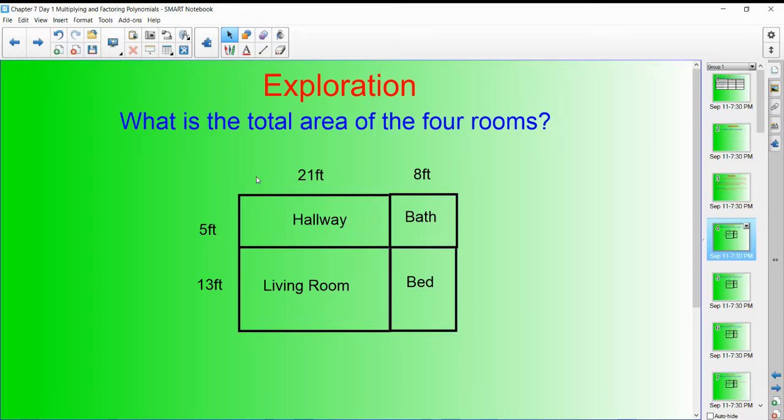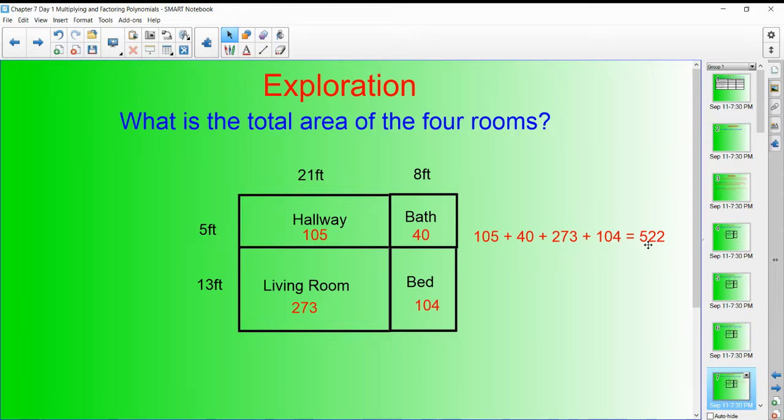So there's multiple different ways we can look at this problem. The first way I liked is I saw, well, area is length times width. So the area of the hallway is 21 times 5, which is 105. I can do that for every room. And then the area is all of the space inside, so I can add them up. So I take 105 plus 40 plus 273 plus 104. And I can get that the area is 522 square feet.